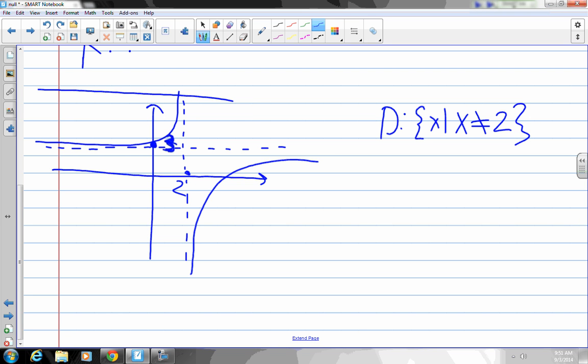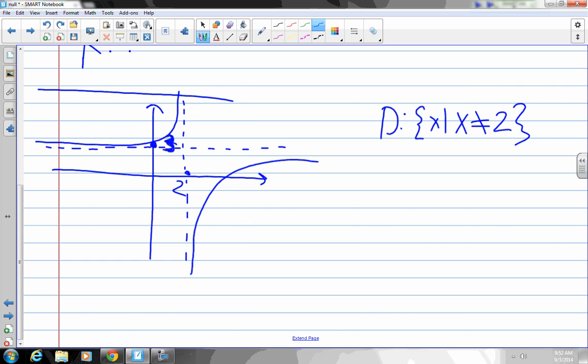Is that okay? Just by looking at the graph? Again, think about casting a shadow. You're going to have one little hole along the x-axis when x equals 2. That's the only place where we won't have a shadow. Agree with that? Oh, you do? Kind of. You have a question? Okay.